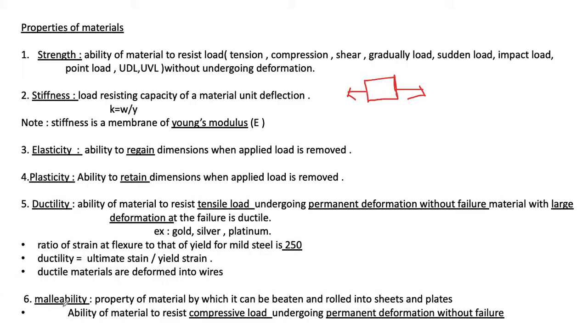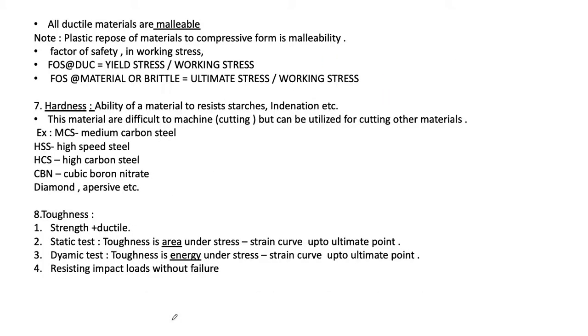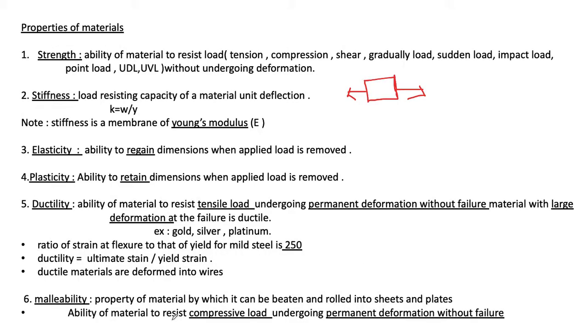Malleability is the property of a material by which it can be beaten and rolled into sheets and plates, which means we can make sheets or any plates from the material. It is the ability of a material to resist a compressive load, undergoing permanent deformation without failure. This is the malleable property.